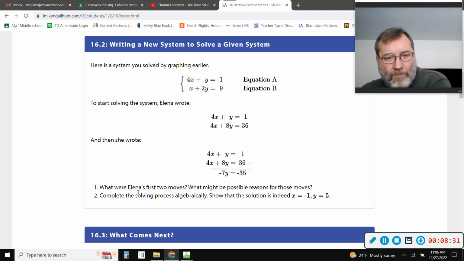Okay. What were Elena's first two moves? Well, looks like she multiplied by 4 and then she did some subtraction. That's what she did. Complete the solving process algebraically. Show the solution is indeed negative 1, 5, or excuse me, positive 5. All right. So let's go through this thing. All right. So this is what we have so far. We have again 4x plus y equals 1. That's our original equation. And we have x plus 2y equals 9. And so she has come down to the point of negative 7y equals negative 35.